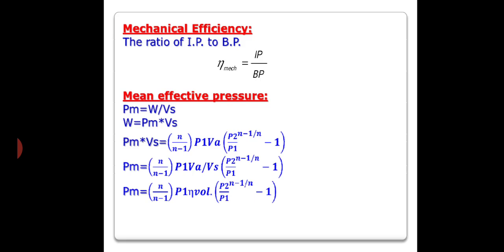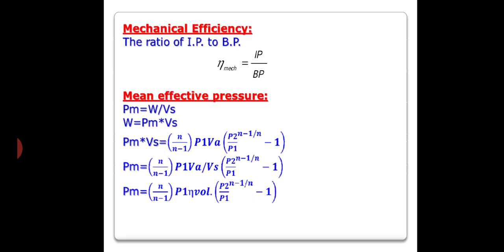So VA upon Vs, we know, is the volumetric efficiency. So into bracket (P2 upon P1) raised to N minus 1 upon N, minus 1. So we got mean effective pressure is equal to N upon N minus 1 P1 into volumetric efficiency into bracket (P2 upon P1) raised to N minus 1 upon N, minus 1. In this way we can calculate the mean effective pressure.